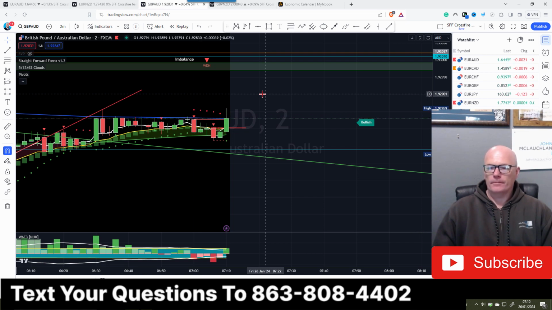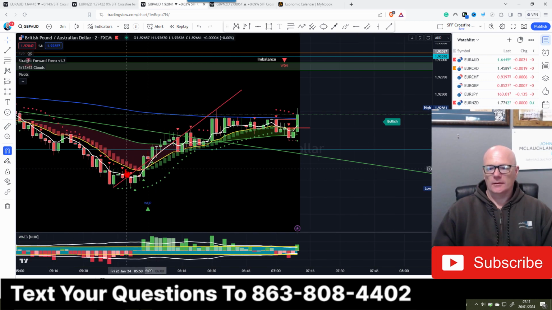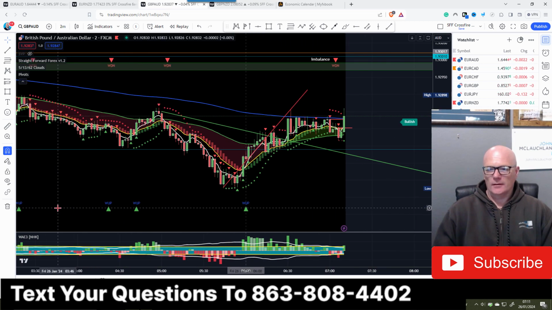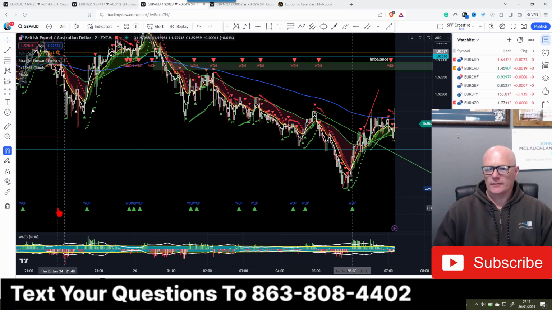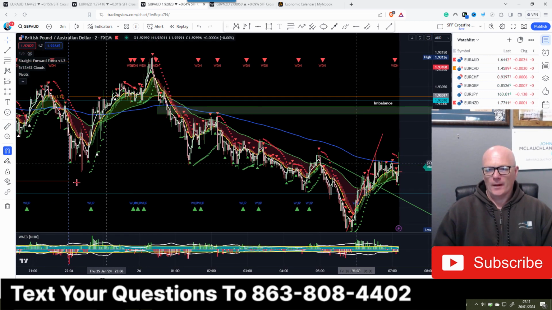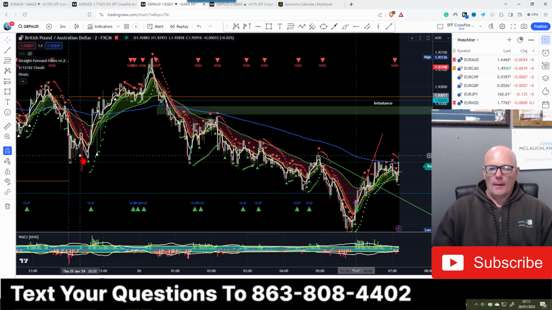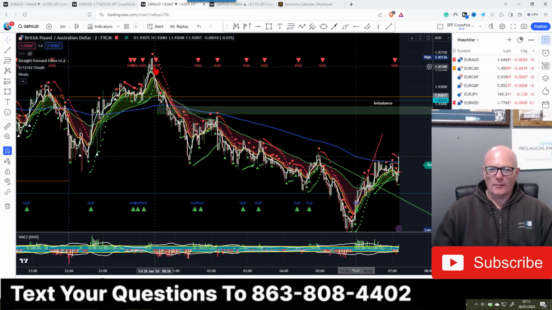GA, sideways, rotation, sideways. Look at that. Had a bit of a push here. This is the start of the session. This is 2200 last night, or just gone 2200. Nice push. Usually you get a push around about 2 AM, 3 AM.